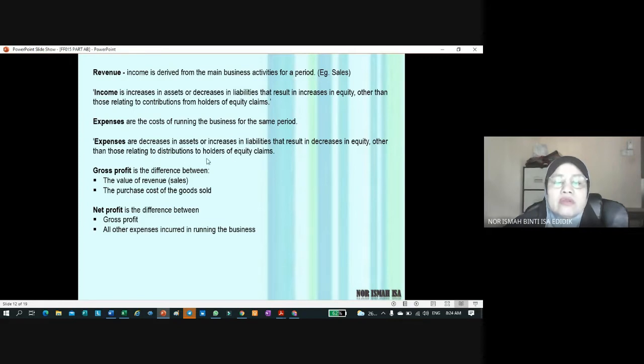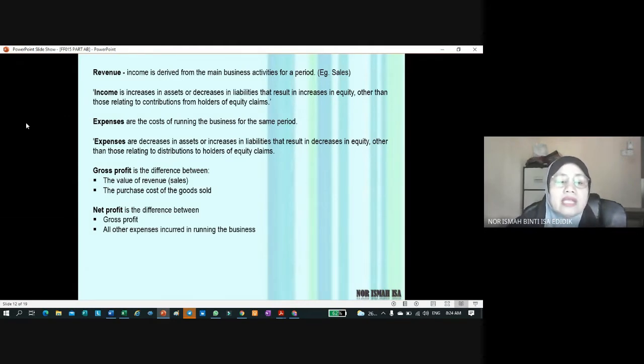The distribution to the holder of the accounting claim is the dividend. Yeah? So the dividend that is distributed to the shareholders is not an expense. Please take note of this one. This is what you are going to learn in semester 2 nanti.